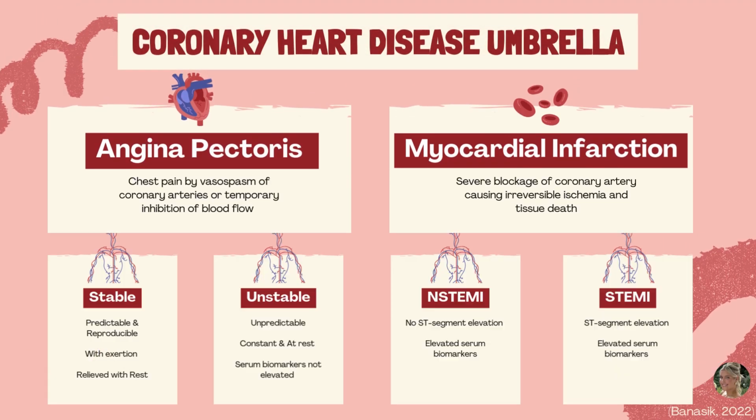So, this is the coronary heart disease umbrella. This is how I like to differentiate it in my mind with all these various conditions that are included in coronary heart disease. So, you have angina pectoris, and then you have the myocardial infarction side. Angina is a temporary inhibition of blood flow, normally caused by vasospasm or a slight narrowing that causes the inhibition of blood flow. It is then further differentiated between stable and unstable angina.